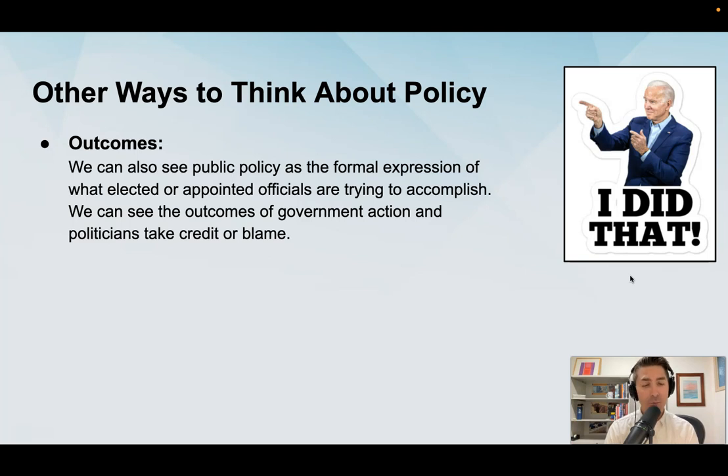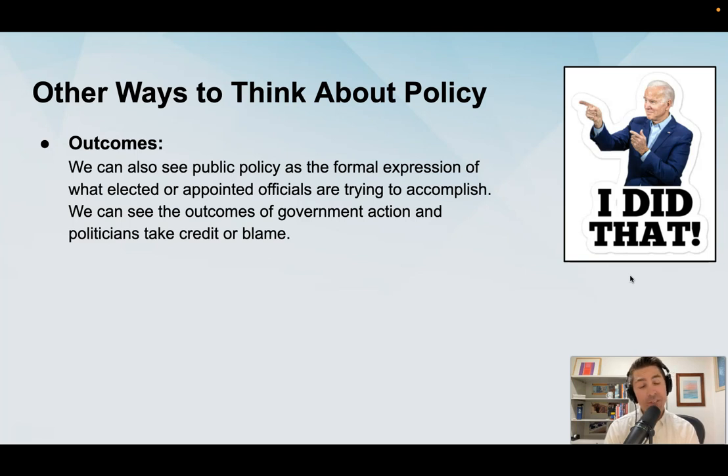Outcomes are things like, what is the price of gas? What is the health of the economy? What's inflation look like? Are people working? Do they have good jobs? Do they have health care? Those are all the outcomes, right? So public policy, it's the outcomes. What's the outcome of the action of the government?